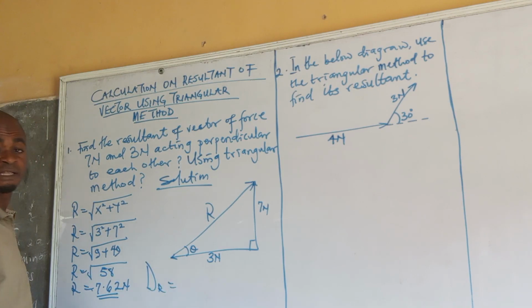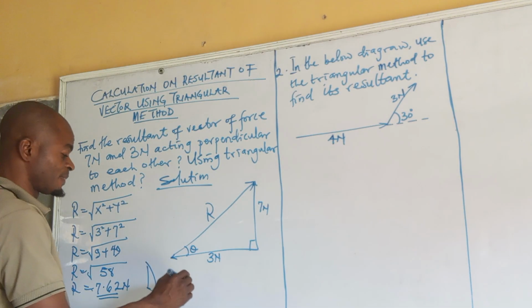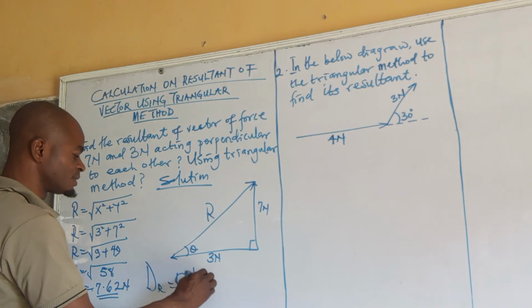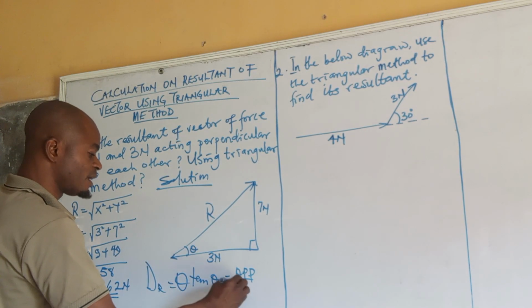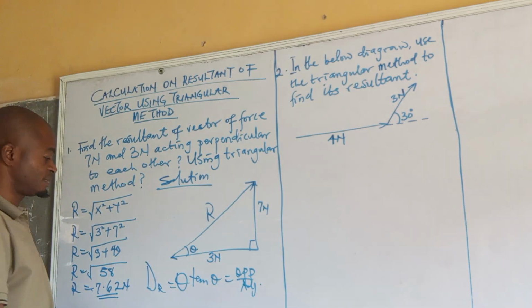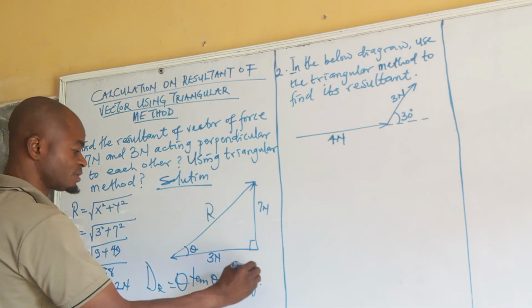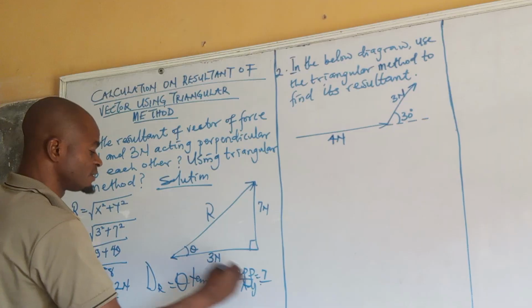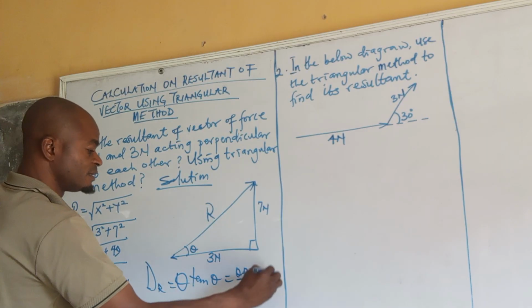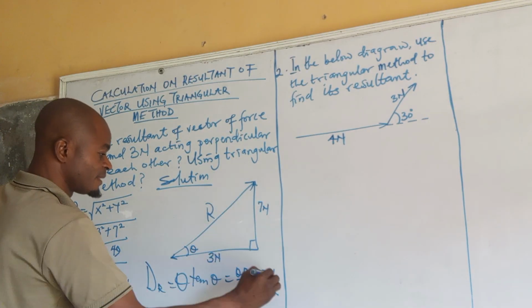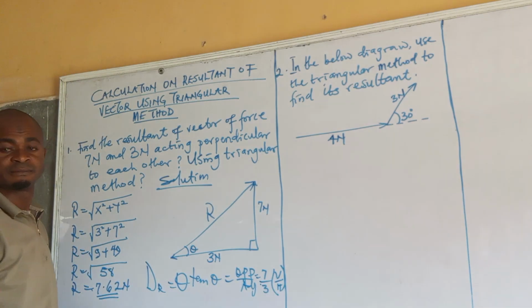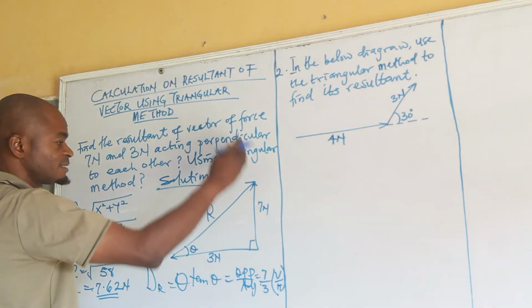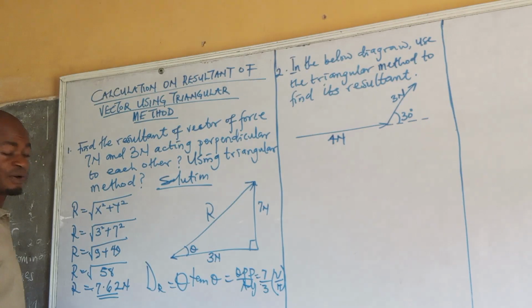How am I going to get my direction? Direction simply means theta, and this is my theta. Just use tan theta equals opposite over adjacent. What is my opposite? The opposite is 7, all over 3. The same thing as vertical over horizontal.